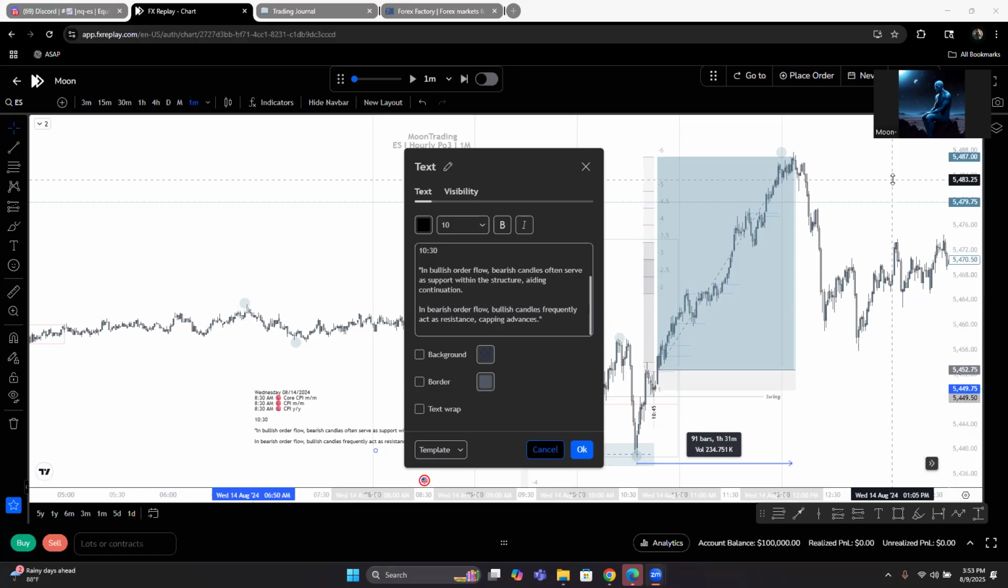If we're in bullish order flow, bearish candles serve as support within structure, basically pushing price up. If we're in bearish order flow, bullish candles act as resistance, pushing price down. How can we use this on a day-to-day basis, even when price is structurally not the best?